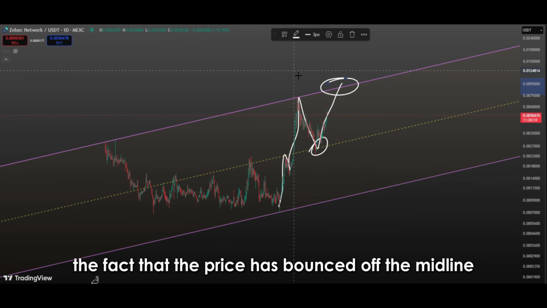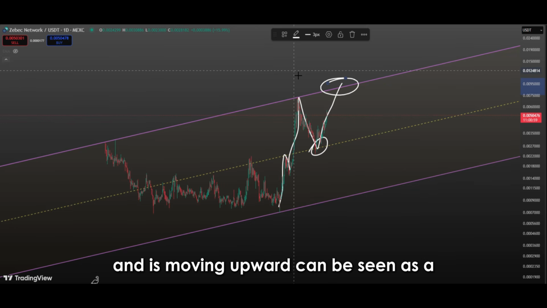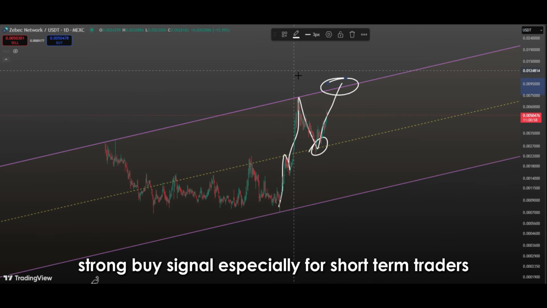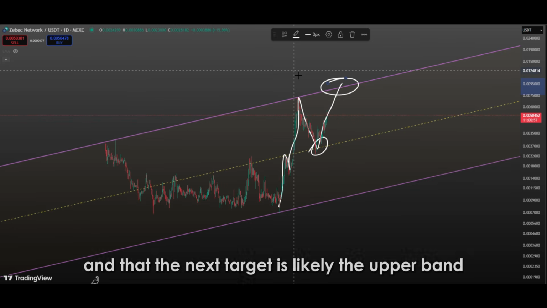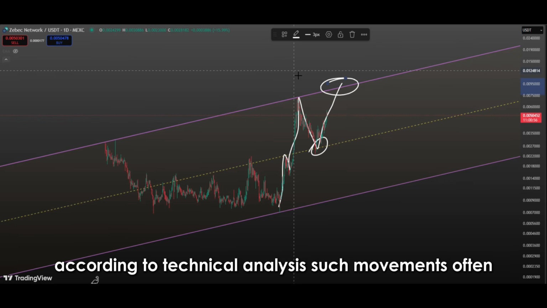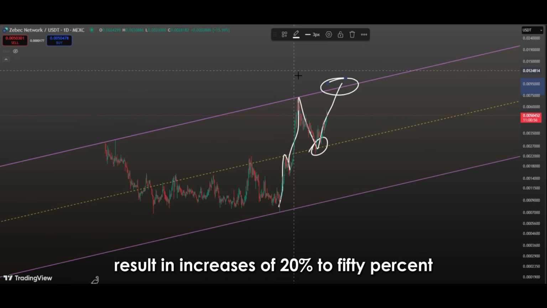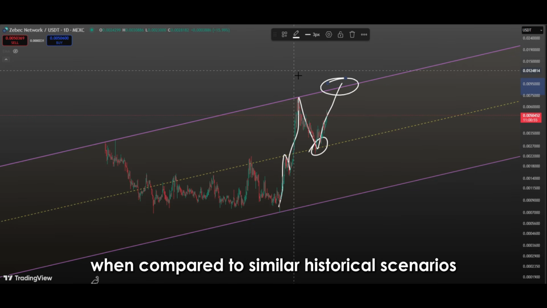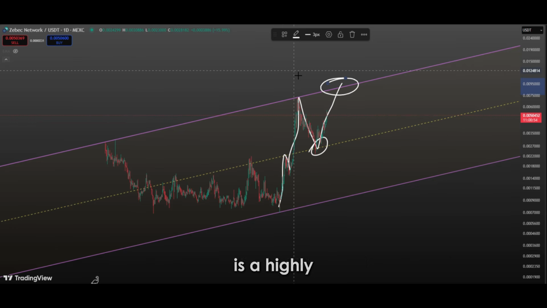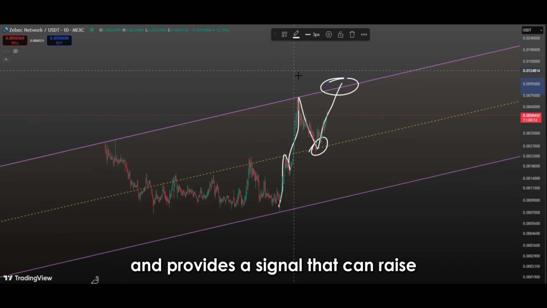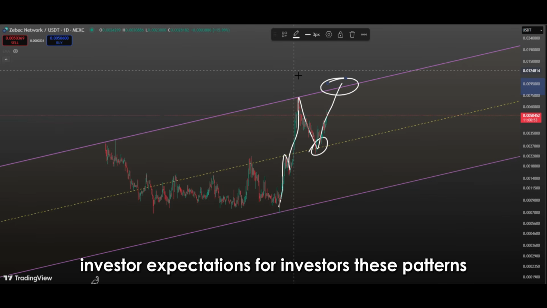The fact that the price has bounced off the midline and is moving upward can be seen as a strong buy signal, especially for short-term traders. This bounce indicates that the price is maintaining its healthy structure within the channel and that the next target is likely the upper band. According to technical analysis, such movements often result in increases of 20% to 50% when compared to similar historical scenarios. Therefore, the current upward reaction from the midline is a highly positive development and provides a signal that can raise investor expectations.